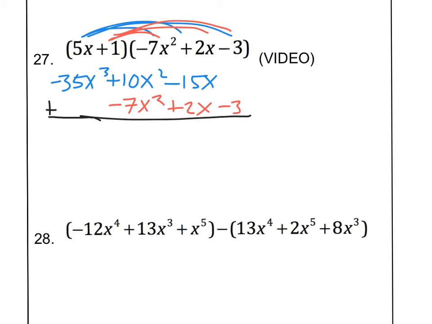When I then go and add these up, we get negative 35x to the third plus 3x squared minus 13x and minus 3. And that's it.